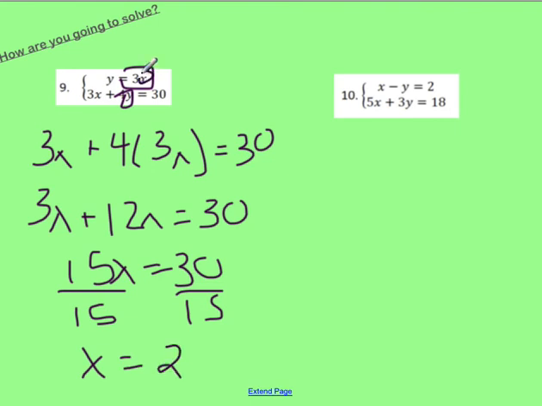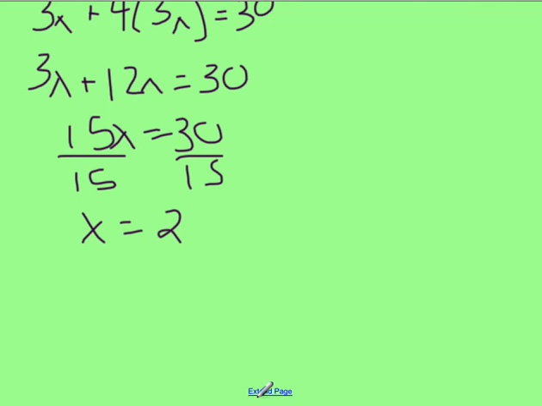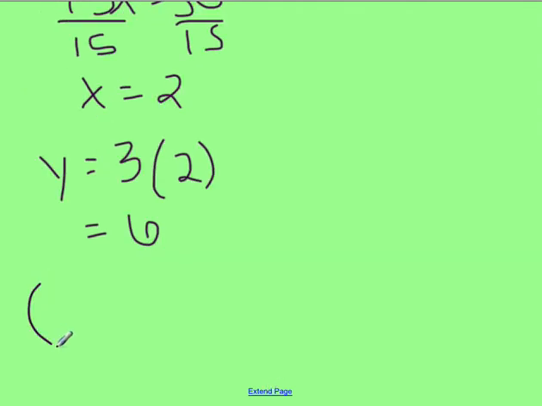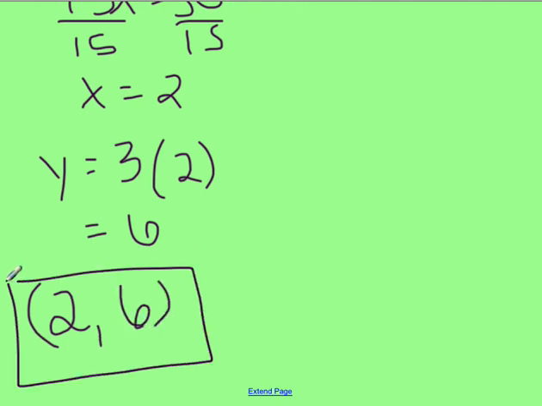So now that I know that x is equal to 2, I can plug it in for x in the original equation. So y is equal to 3, and instead of writing x, I'm going to write 2. And 3 times 2 is 6. So now we're going to write out that coordinate point. First our x, then our y. So that is our final answer for number 9.